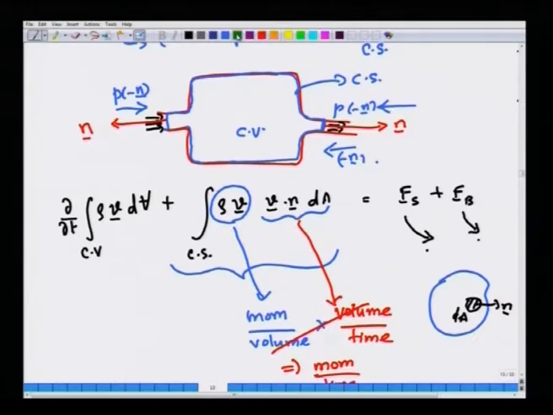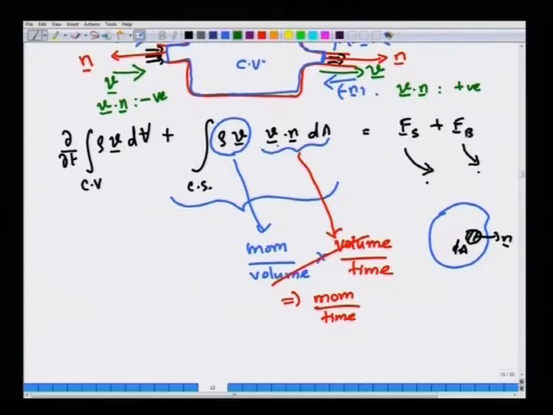So, let me point out that the velocity inside is coming like this. The velocity vector, since it is coming in, is in the direction opposite to n, while going out it is in the direction of n. So, V dot n is negative for inlets, while V dot n is positive by definition at an outlet. This is very important to understand: whenever you compute the surface flux term, the V dot n term will always be positive at outlets and negative at inlets regardless of the coordinate system you choose.